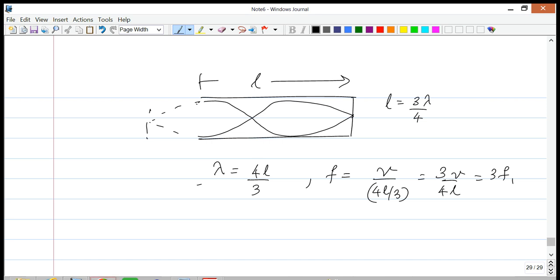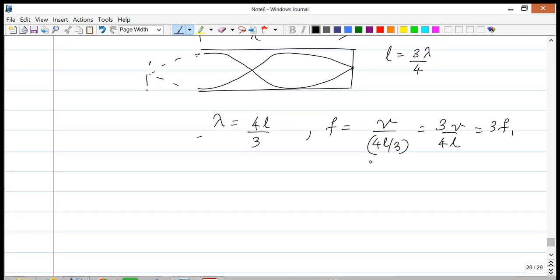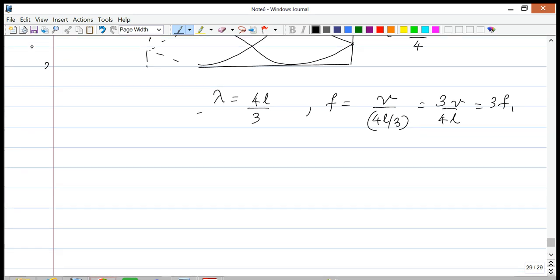So here you see we are skipping the second harmonic, and what we observe is that only odd harmonics are present in this one. So this is the third harmonic.